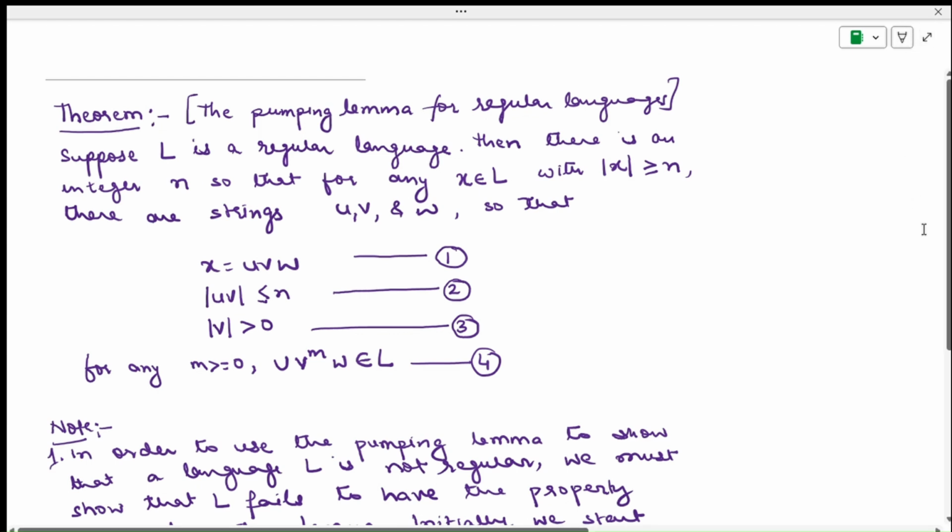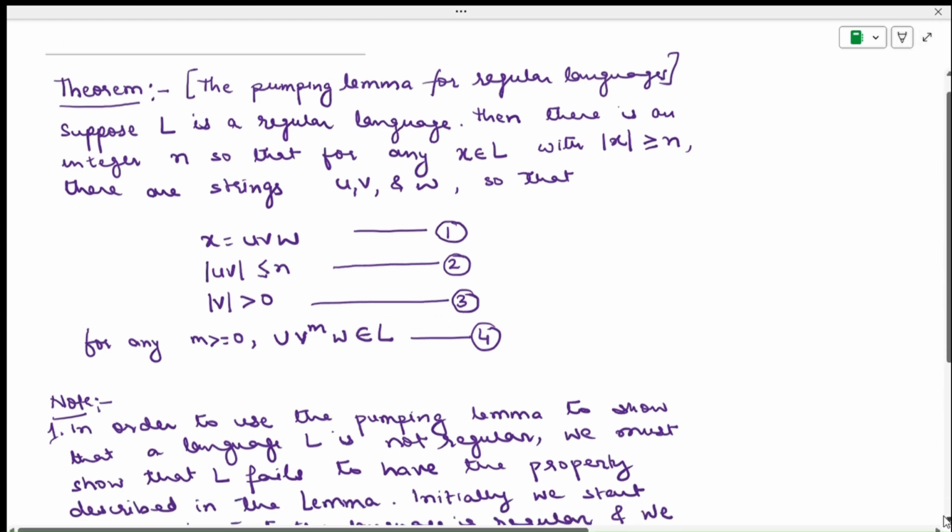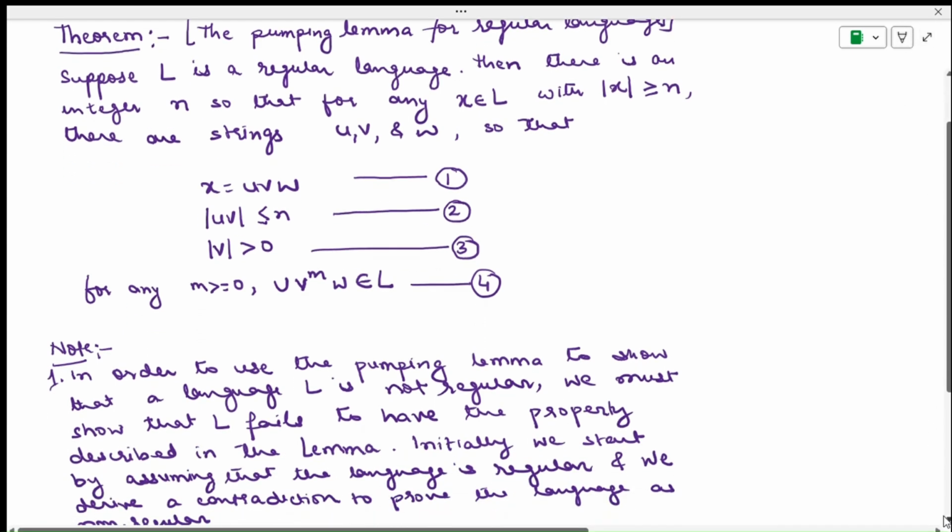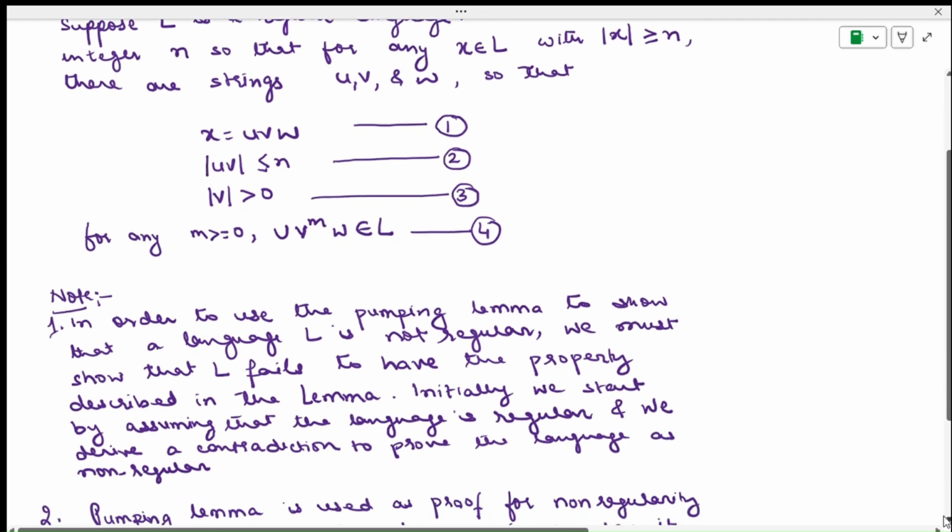So what is the idea? In order to use the pumping lemma to show the language L is not regular, note down this also. Pumping lemma is used to show that a language is not regular. We must show that the language L fails to have the property described in the lemma. So for that, initially we start by assuming that the language is regular and we derive a contradiction to prove the language as non-regular. We will be doing this by some examples in the following videos.